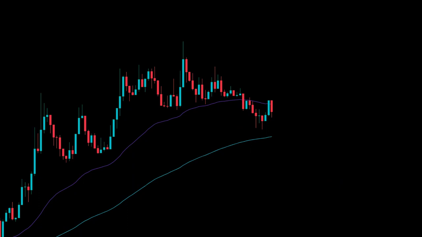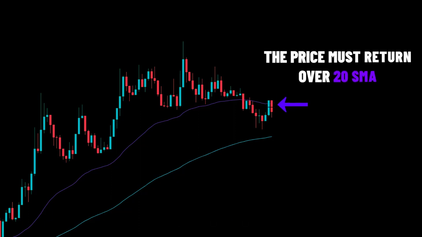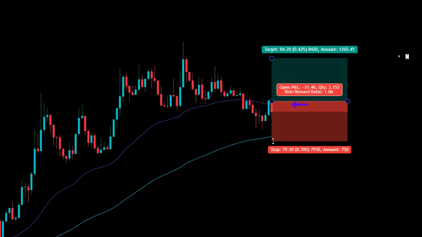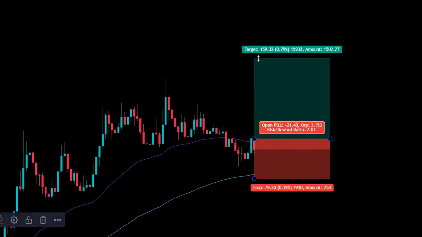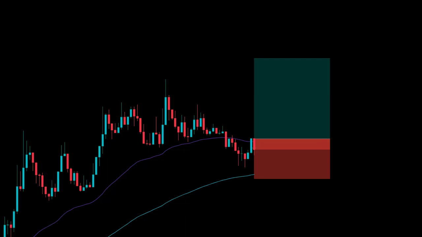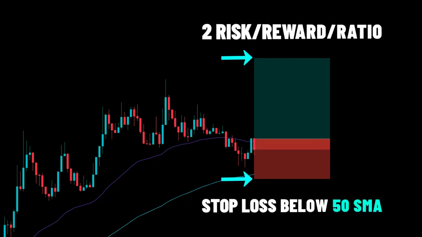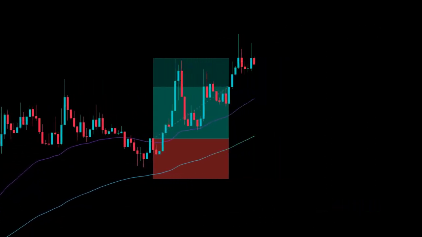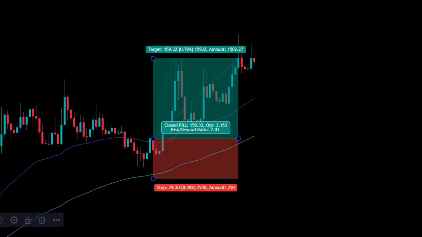However, we are still waiting for one confirmation. We are waiting for the price to rise over the 20 SMA again. This shows that there is actual buying going on, and so we want to open a buying position. I open my buy position and set my stop loss below the 50 smooth moving average and set my target 2 times higher. As you can see, this position closed profitably in just a few minutes.